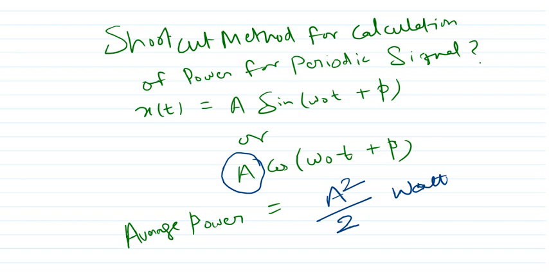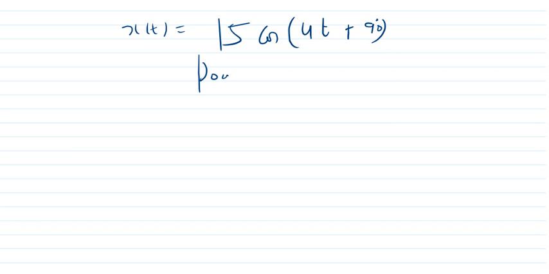So let us take an example. What is the power of 15 cos(4t + 90 degrees)? What is the power of this signal? So the power is 15 square divided by 2 watt.